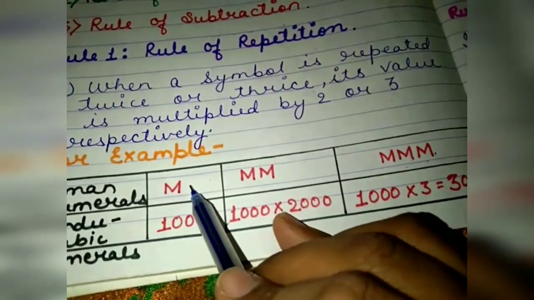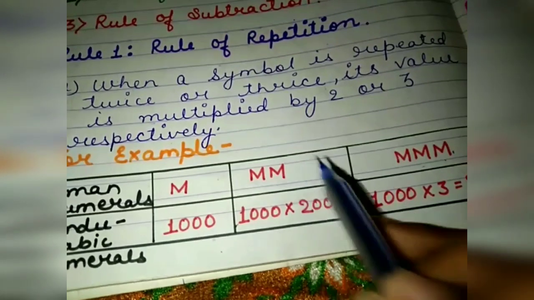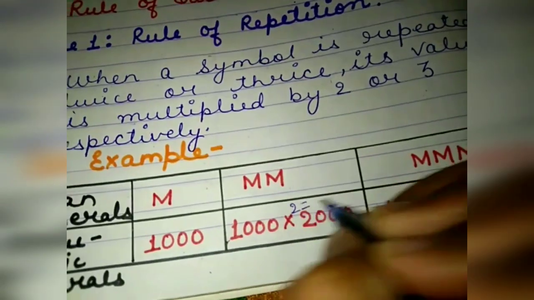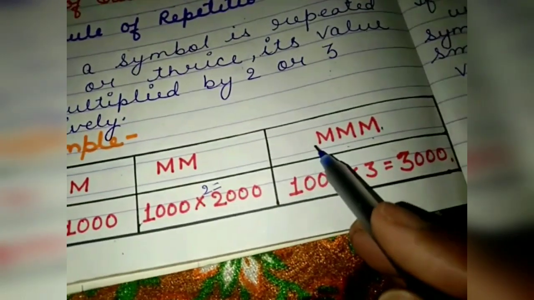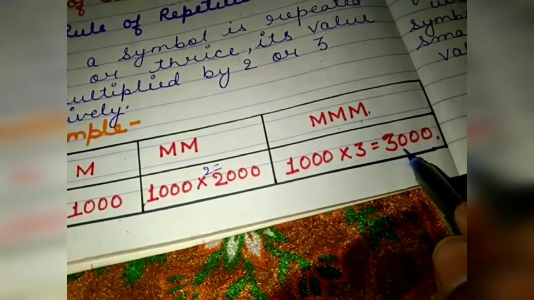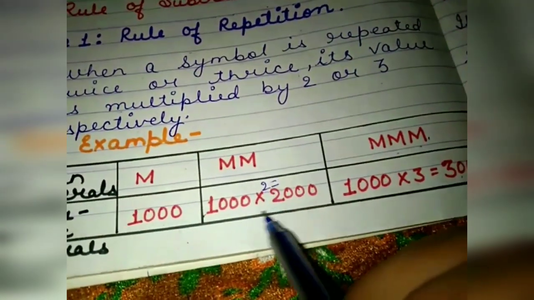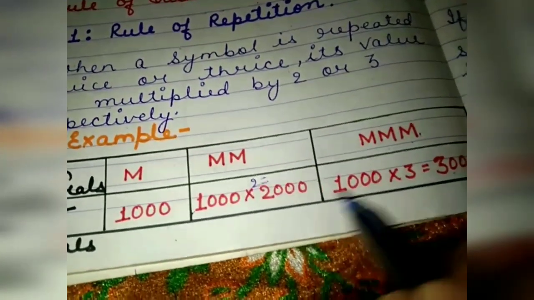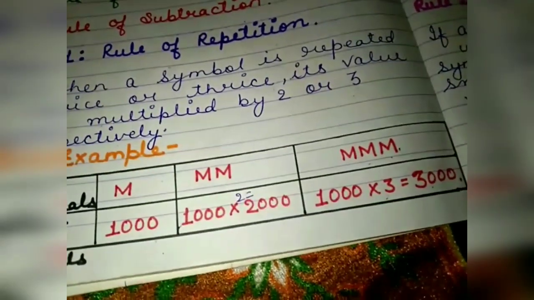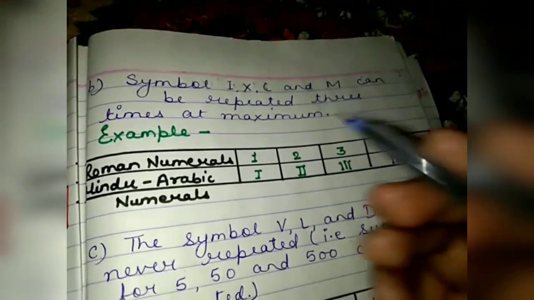So, the meaning of M, we use M as 1000, twice M as 1000 multiplied by 2, that is 2000, and triple M means thrice, so 1000 multiplied by 3, that is 3000. Once again, M is 1000, double M is 1000 multiplied by 2, 2000, and triple M is 1000 multiplied by 3, that is 3000.